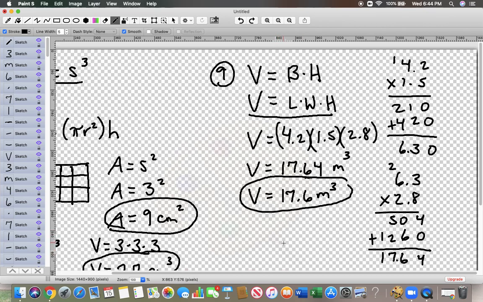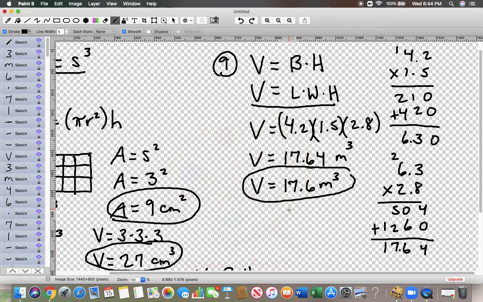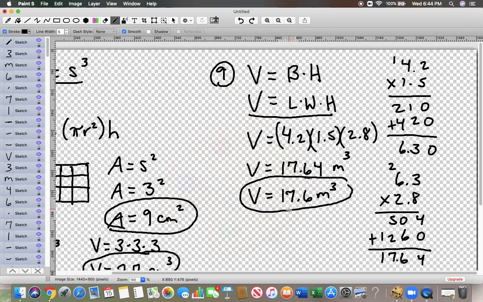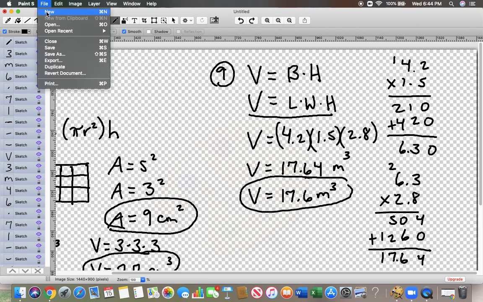You're going to have to ask yourself, okay, what kind of figure do I have? Because I've got different formulas. We're going to be using those formulas up on numbers 1, 2, 3, and 4 in order to solve these. So here we go.